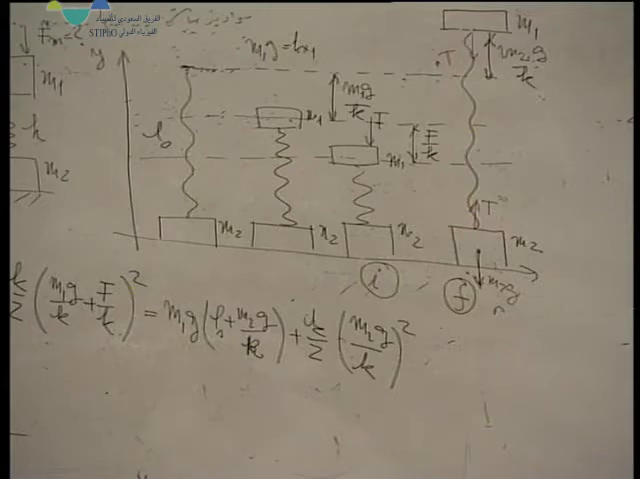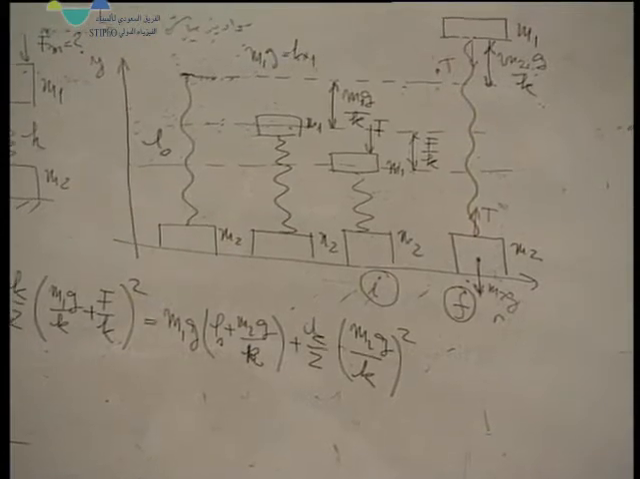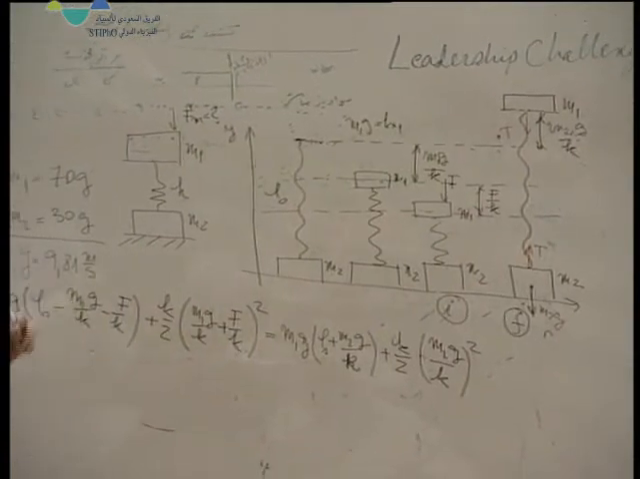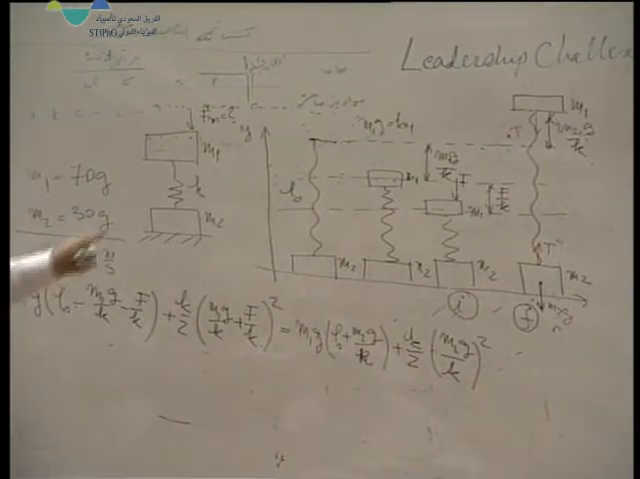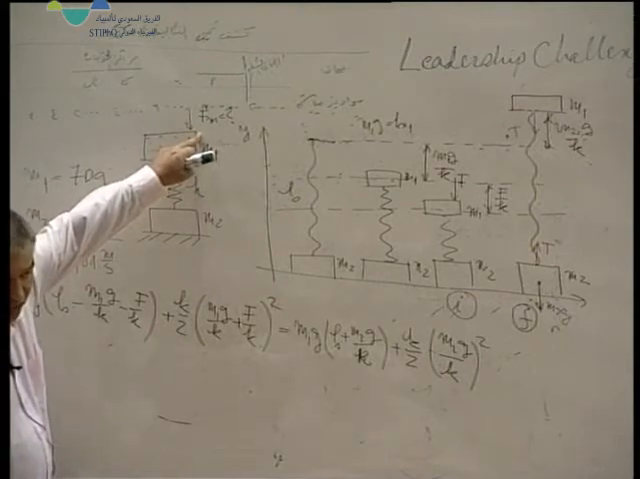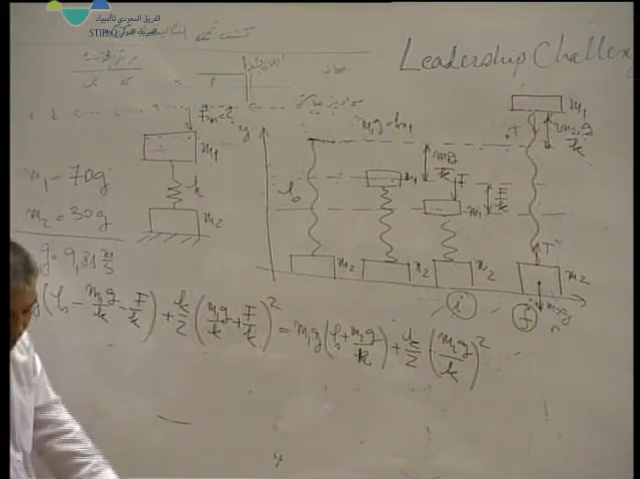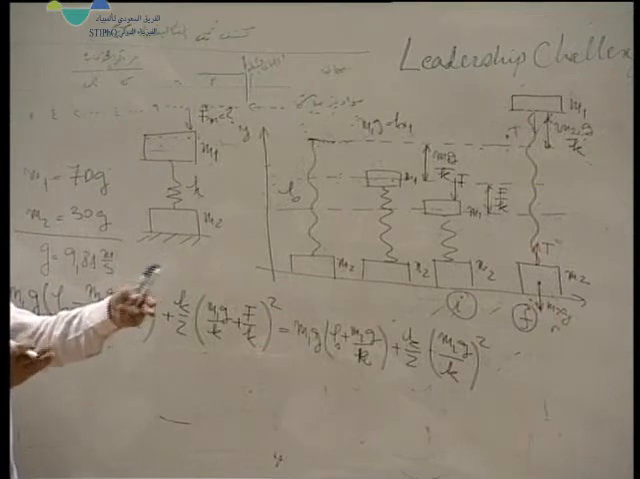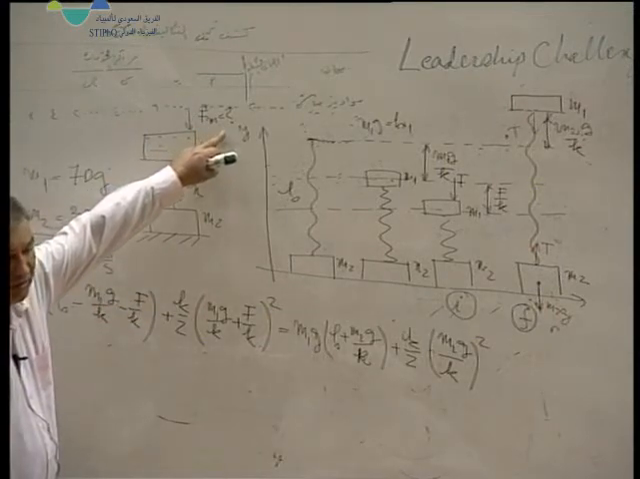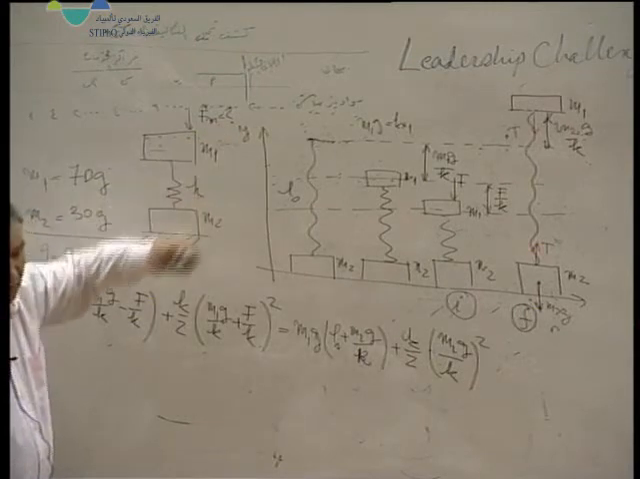Till this moment, what I want is to find the minimal force I have to push the spring so that all the bodies jump from the ground. You see, here I said F minimum equals question mark. So this I want to find.